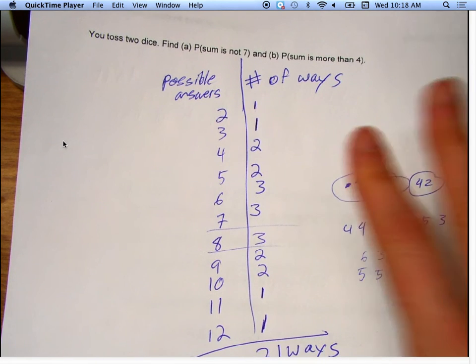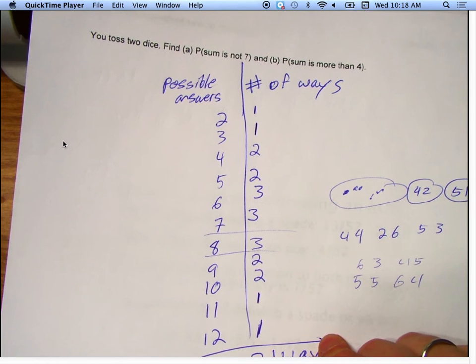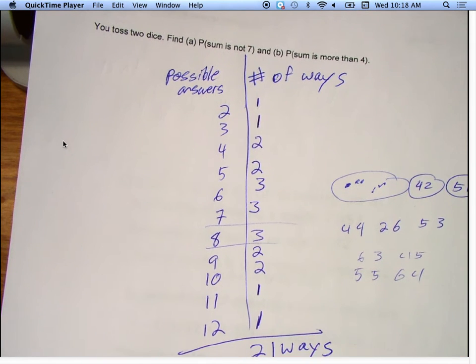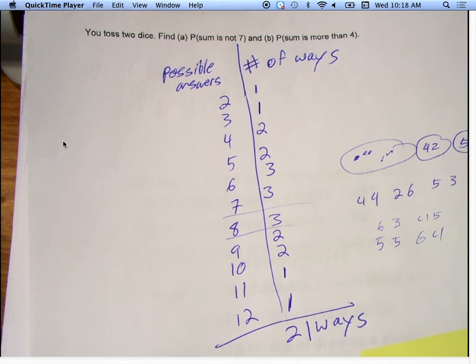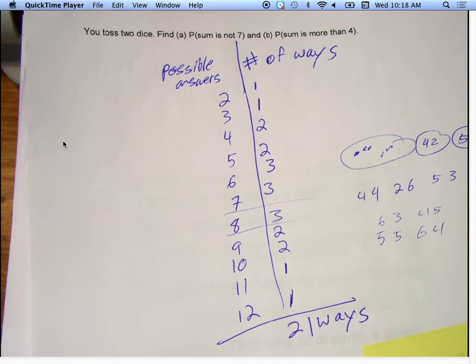Okay? I left a long list of all the different ways that are possible. So, the sum is not 7. The probability that the sum is not 7. And then the probability that the sum is more than 4.